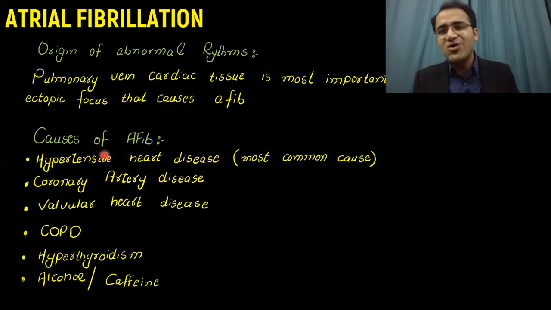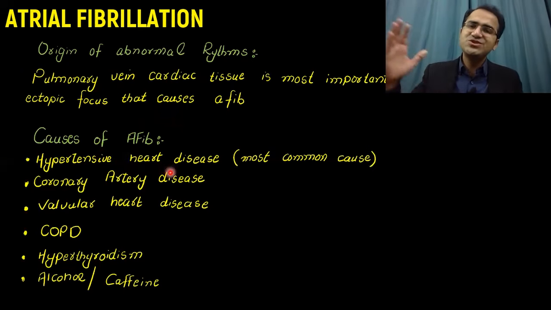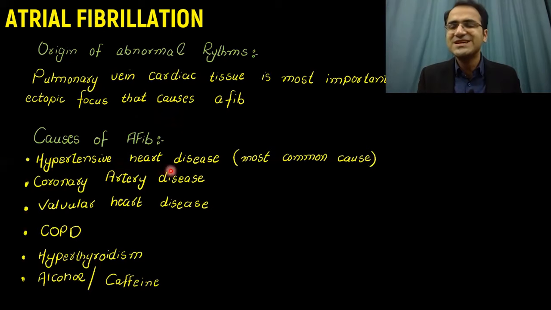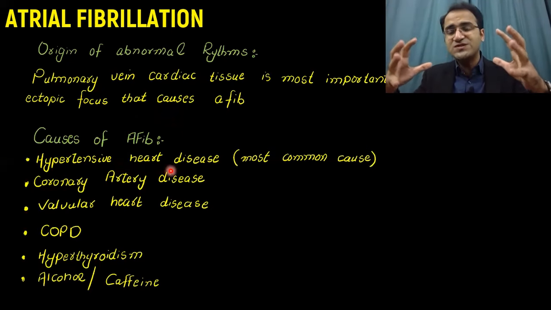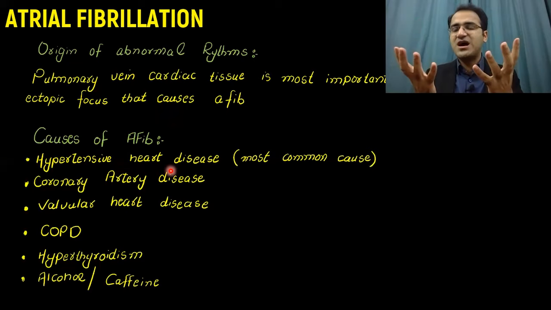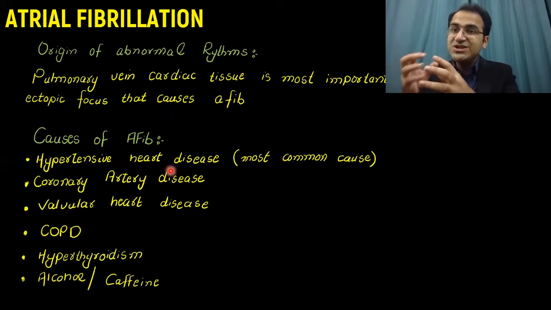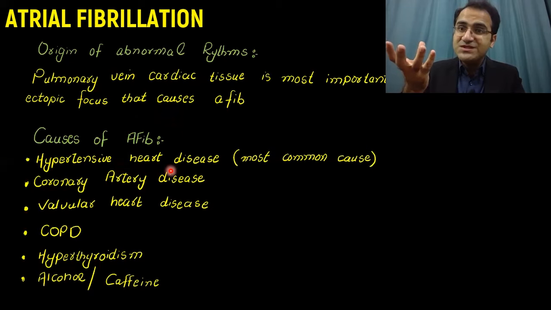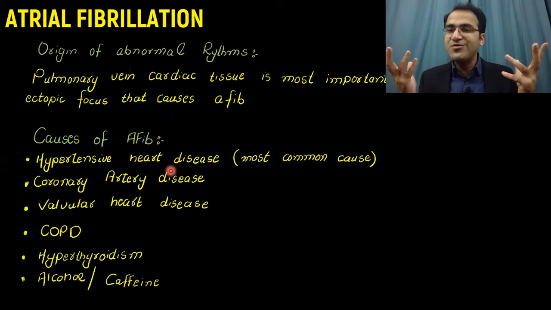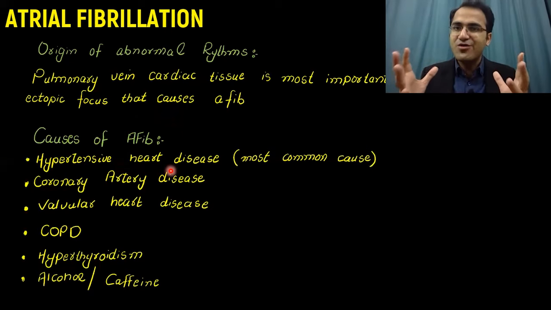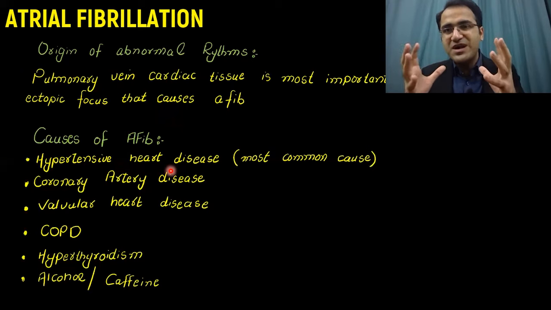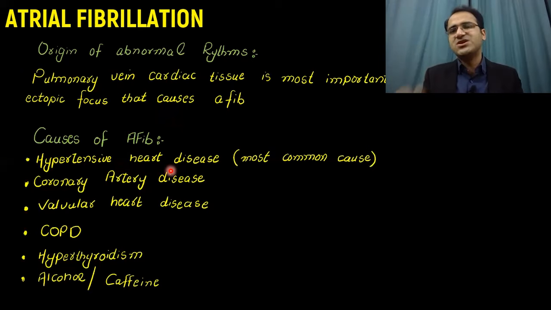The most common cause behind atrial fibrillation is prolonged hypertensive heart disease. These patients are hypertensive for many years, and that hypertension causes hypertrophic changes in the heart. Those hypertrophic changes produce cardiac muscle that generates abnormal activity. Whenever the heart is hypertrophied, it will cause disturbance in normal conduction. So a hypertrophied heart in hypertensive heart disease is a cause of atrial fibrillation.